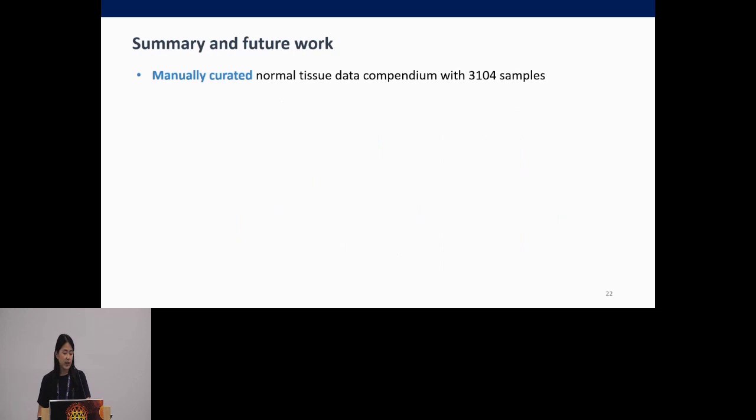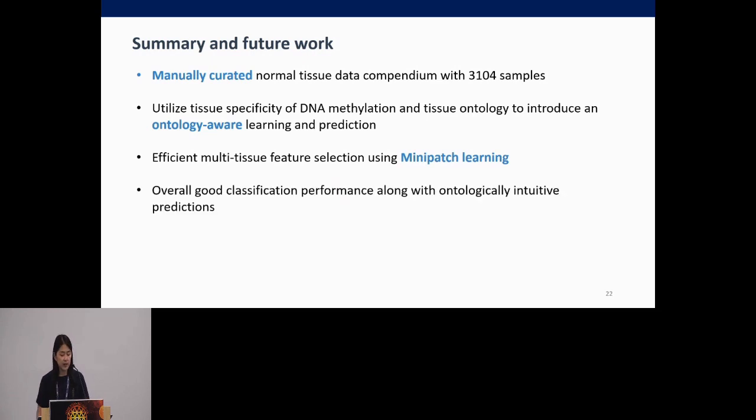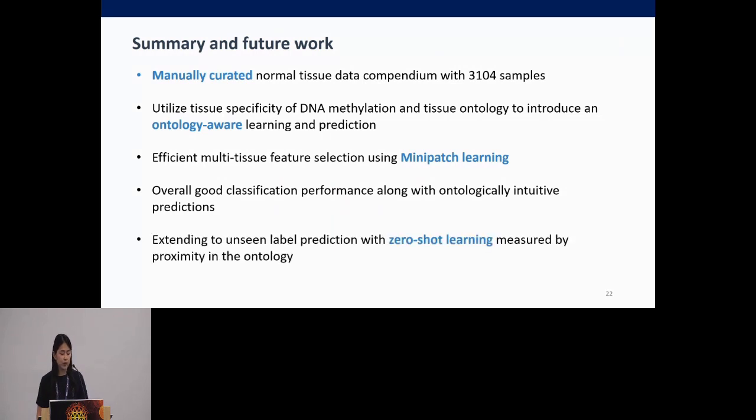In summary, we have a manually created normal tissue data compendium with 3,104 samples. We utilize tissue specificity of DNA methylation and tissue ontology to introduce ontology-aware learning and prediction. Efficient multi-tissue feature selection using mini-patch learning is performed. Then we have overall good classification performance along with ontologically intuitive predictions. We also extend to unseen label predictions using zero-shot learning, measured by proximity, by node-to-node distance in the ontology.